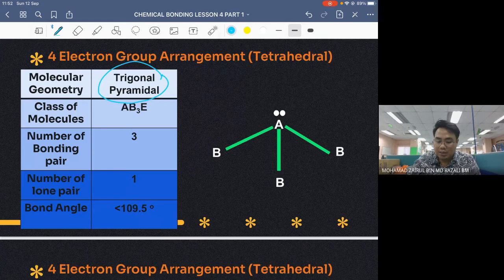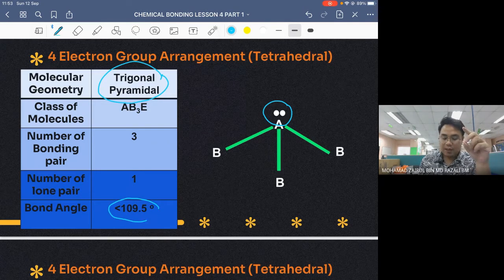Since the lone pair exists and we know that the lone pair will produce a greater repulsion, dia akan reduce angle tetrahedral tu. Sebab kalau the perfect tetrahedral, the bond angle is 109.5. Tapi sebab ada lone pair, bond angle dia akan become less than 109.5.